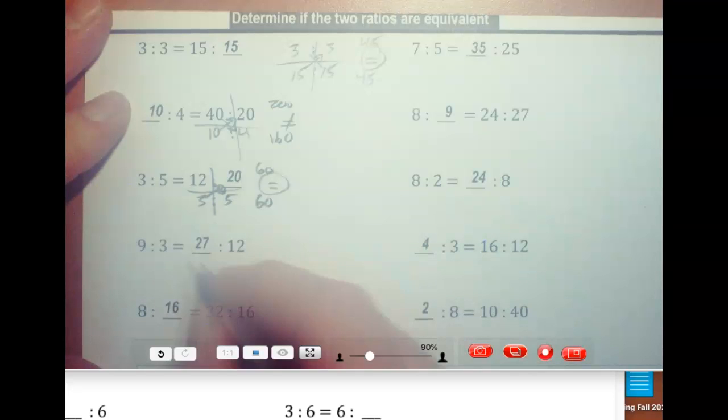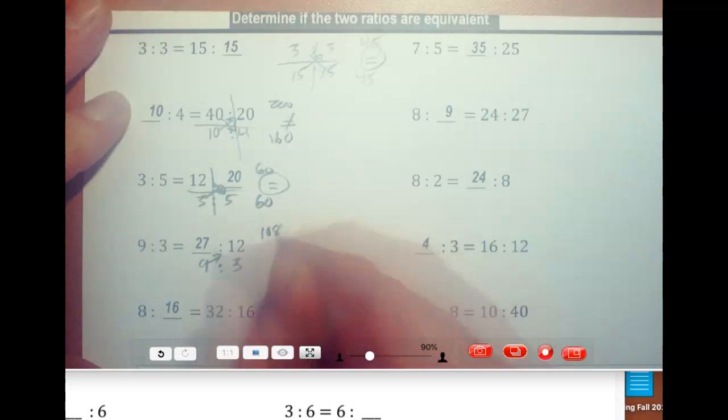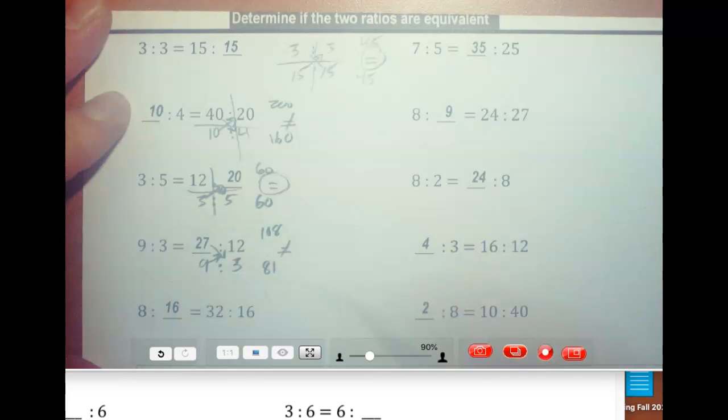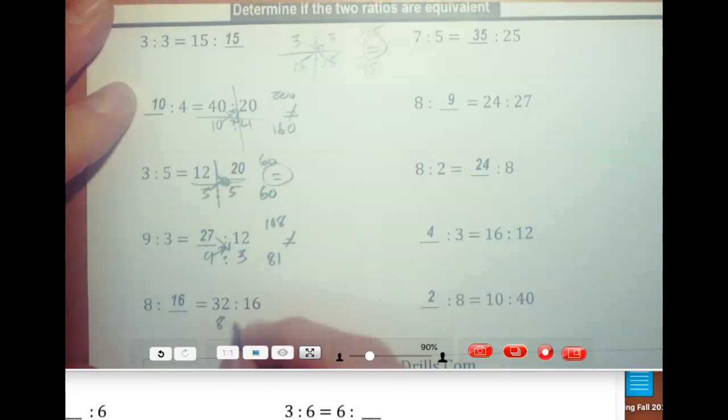All right, take 9 to 3 down here. 9 times 12 is 108. 27 times 3 is 81. These are not equal. And I'm going to do one more here. 8 to 16. Well, 8 times 10 is 80, and 8 times 6 would be 128.